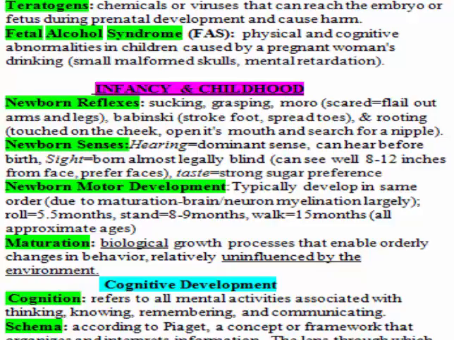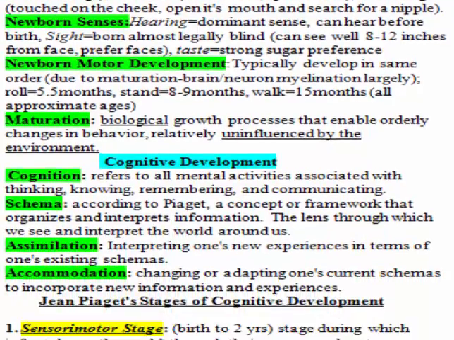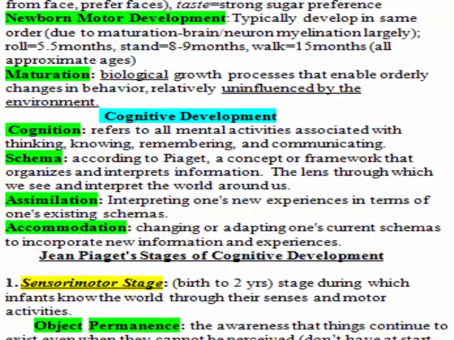Motor development, remember that typically that's due to maturation. So it typically develops in the same order, which I've listed here. So standing around 8 to 9 months and then walking about 15 months. And then remember, maturation is that key term that talks about the biological growth processes. So it's the biology of development. After infancy and childhood is where we start to move into bigger areas of development, so cognitive development in general.